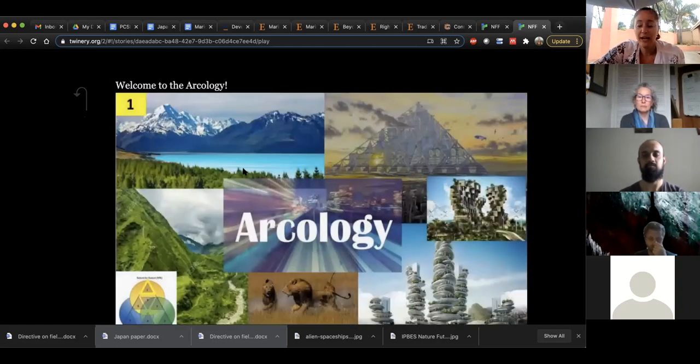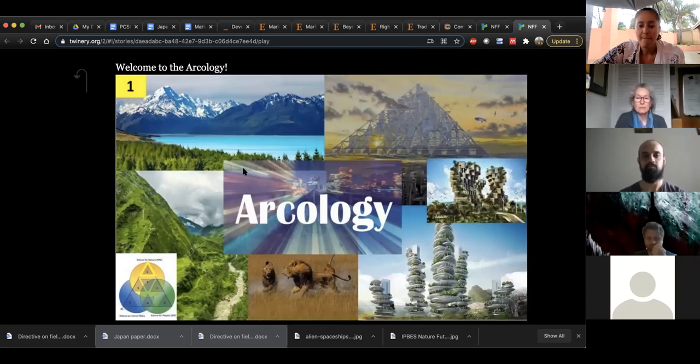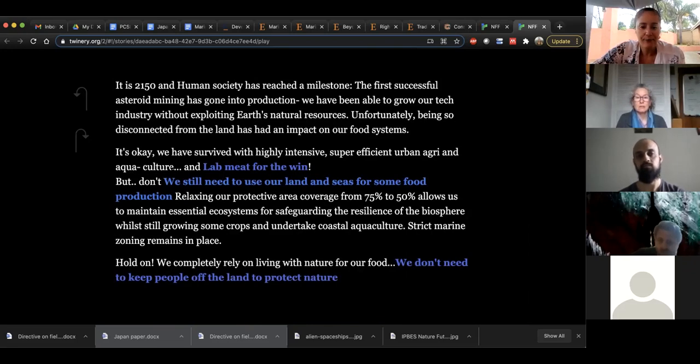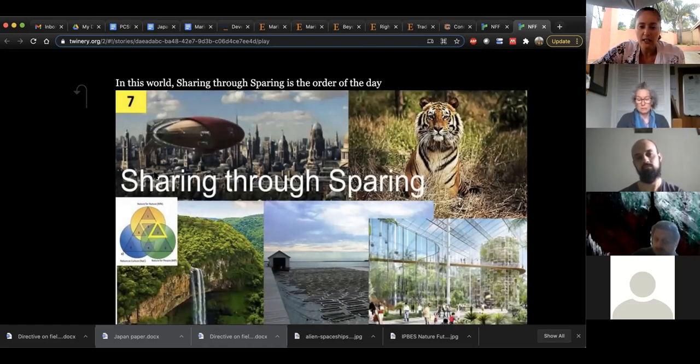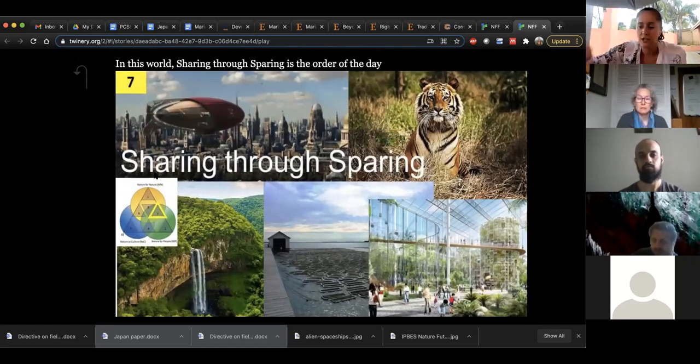But lab meat for the win lands you up in 1, which is very much that land sparing idea of mostly space for nature to do its own thing, with highly intensified urban high-rise dwellings that are still ecologically functional, but that's our ecology. We still use some of our land. This is the 7 sitting between nature for nature and nature's culture, which is sharing through sparing, where you can see a lot of nature left to itself, but we have greenhouses, vertical farming, some aquaculture, and air blimps. Very important in this scenario is how we travel by air blimps. That was critical that I had to put that in there.